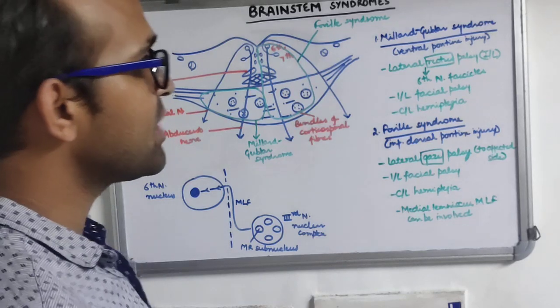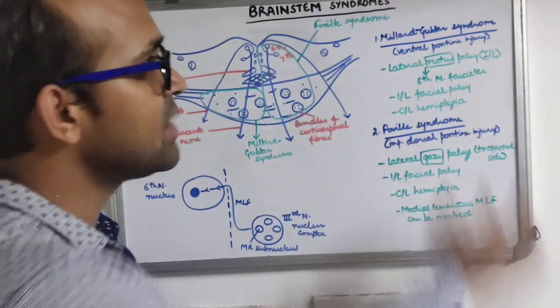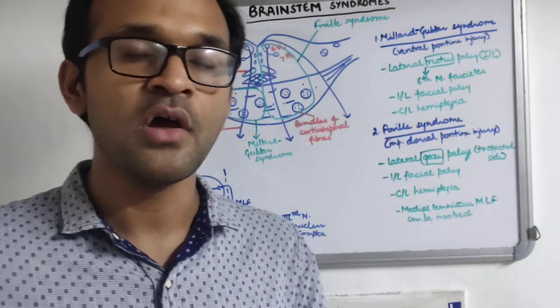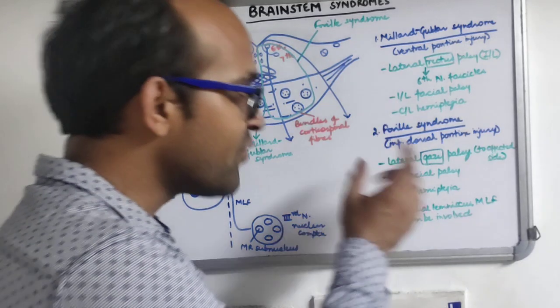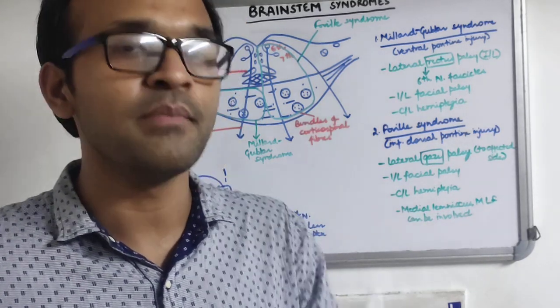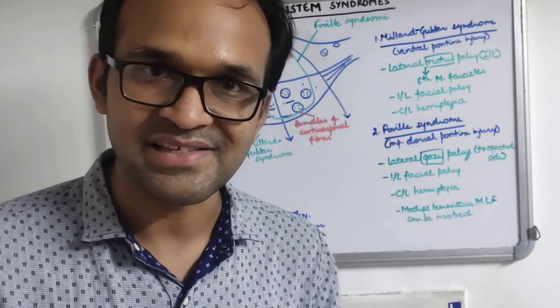The important point which you have to remember is that Millard-Gubler and Foville are essentially the same. The only difference is that in Millard-Gubler there is lateral rectus palsy. That means there will be impaired abduction on the affected side. But in Foville syndrome there is lateral gaze palsy. There is impaired abduction of the affected side and impaired adduction of the contralateral side. That is all about the pontine syndromes.